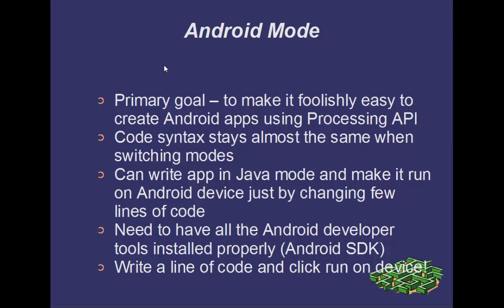For example, you can write an entire app in Java mode, test it on your computer, switch it to Android mode, change only a few lines of code, and run it on your device. In order for Android mode to work properly, however, of course, you need to have all the proper Android developer tools, such as the Android SDK and things like that.